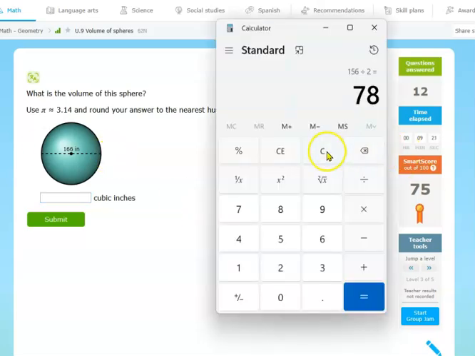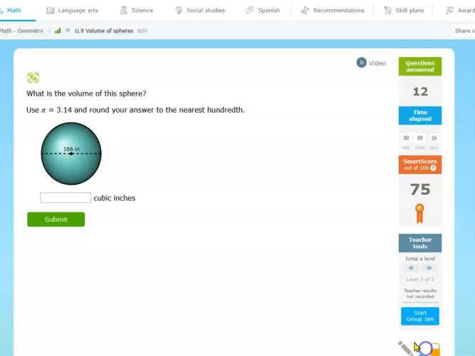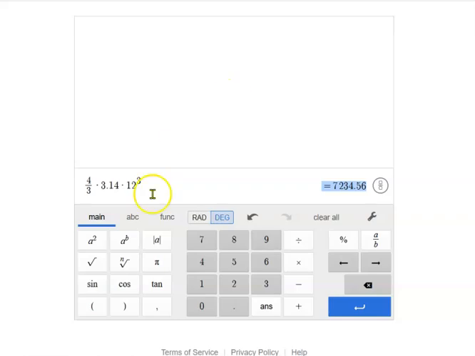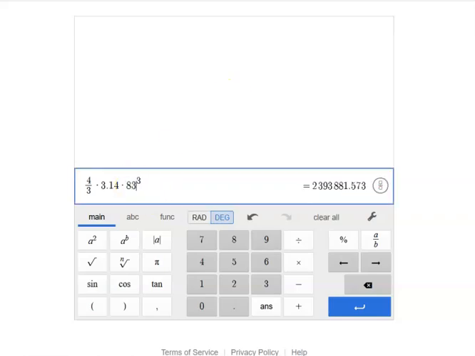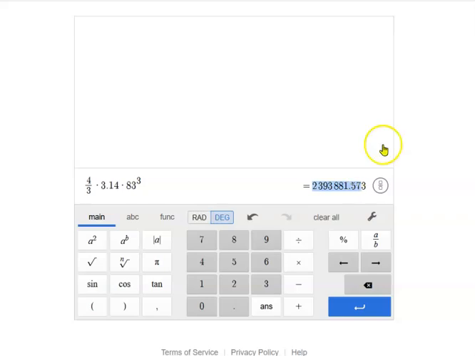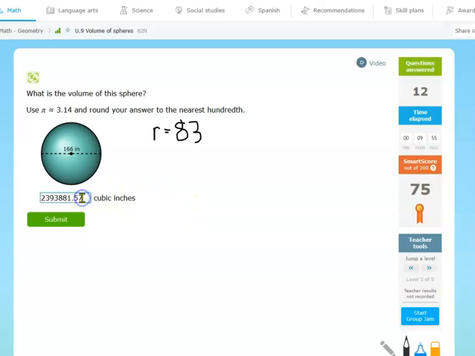So diameter we have to divide by 2. 166 divided by 2 is 83. So my radius, the distance halfway across, is 83. That is the number that's going to get put in for the radius over here. Okay, so 4/3 pi r cubed. 4/3 times 3.14 times the radius cubed. Here we do have to be careful. So it's that huge number, 0.57. I'll copy that. The next digit is a 3, so we do not need to round up.